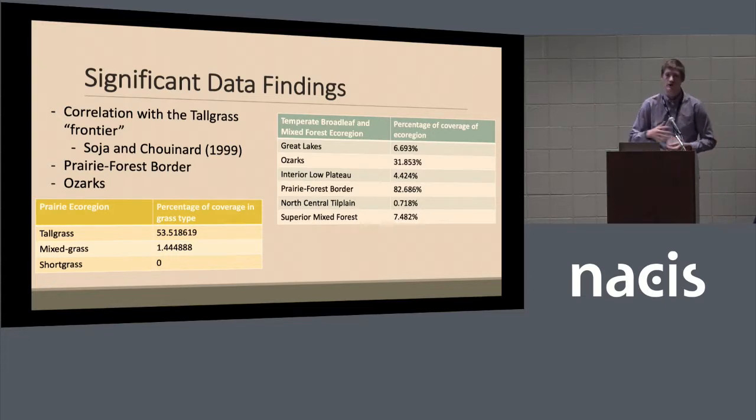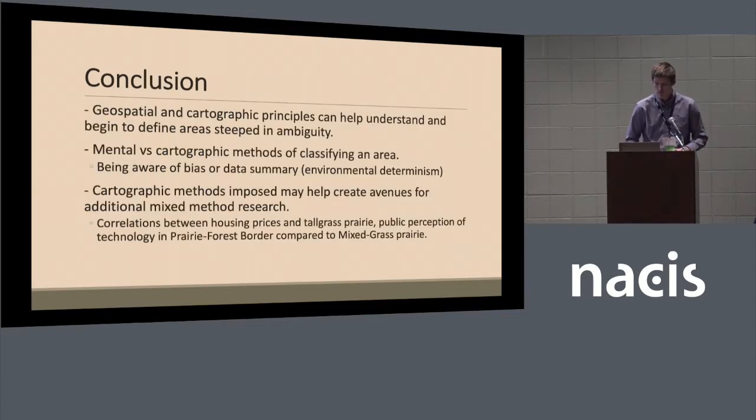And with it being prairie and half forest, it would be interesting to look at the idea: is Wisconsin actually the Silicon Prairie? Is that the actual heart because of this influence and this shift? So in conclusion, geospatial and cartographic principles, of course, can help us understand and define these areas that are steeped in ambiguity. And it's also important to state the mental versus the cartographic methods of classifying an area.